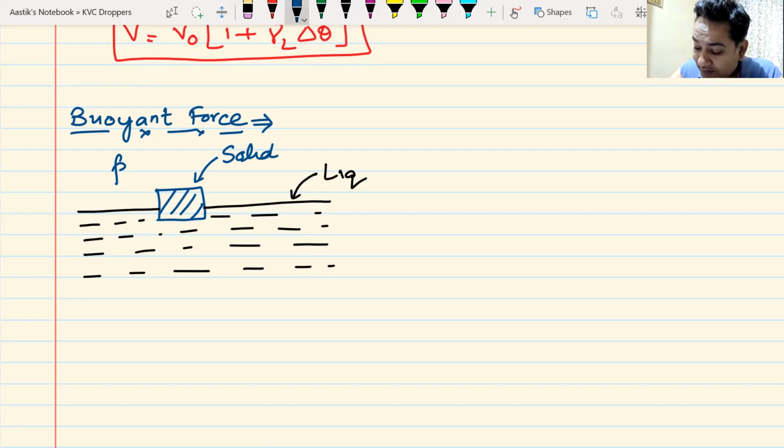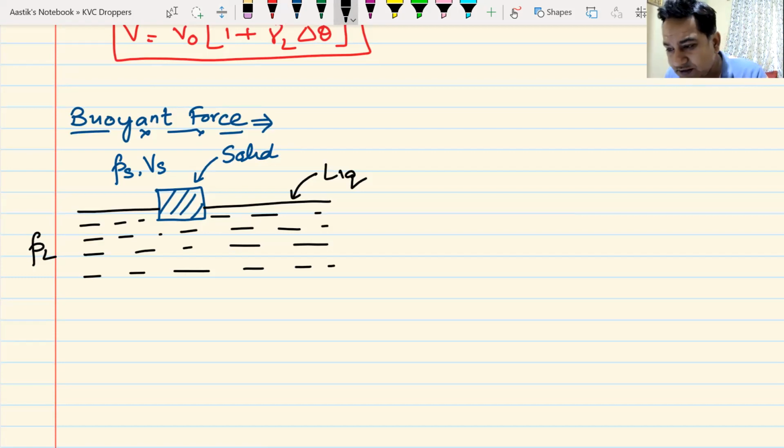The solid body has a density rho s. Do we understand this? And the total volume is Vs. The density of the liquid is rho L. We understand this? Now, as you can see, some portion of this solid is inside the liquid. There is some portion of this solid which is inside the liquid. This portion of solid which is inside the liquid, I will call it VL.